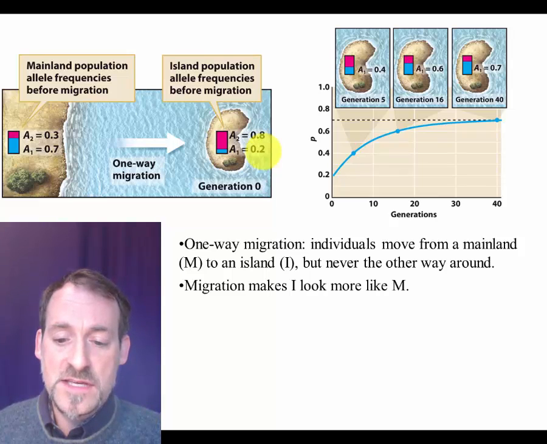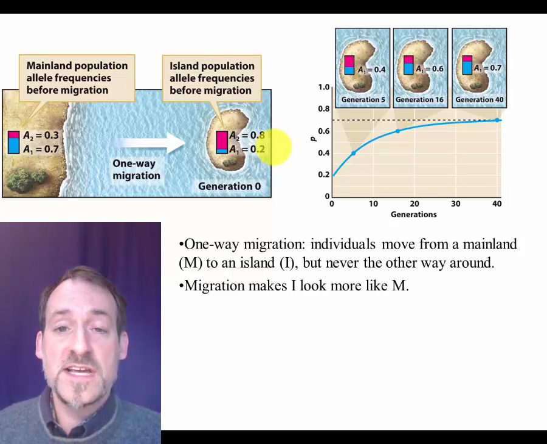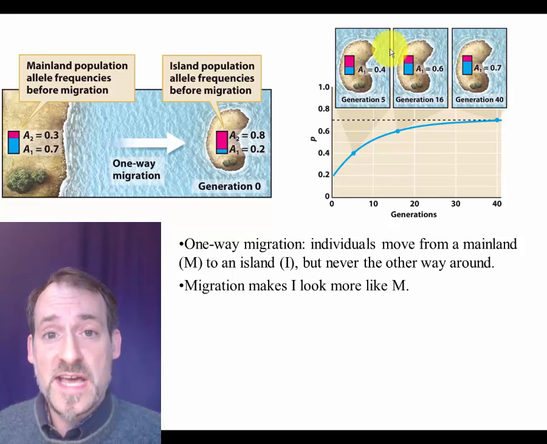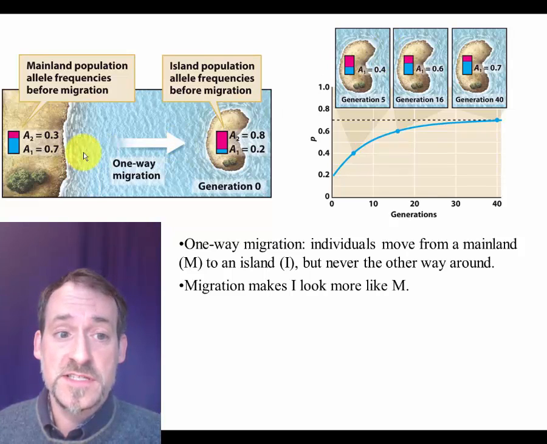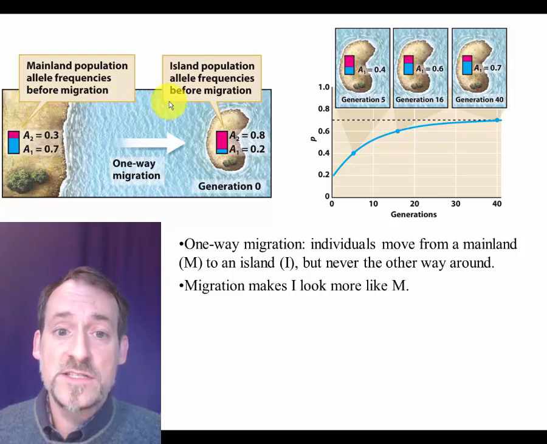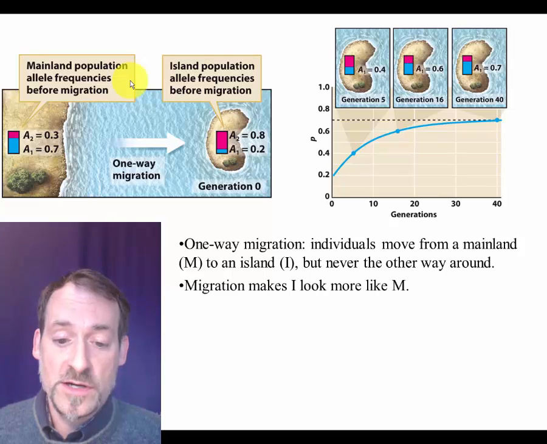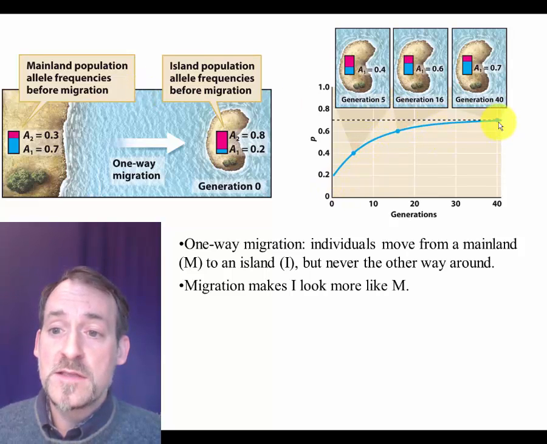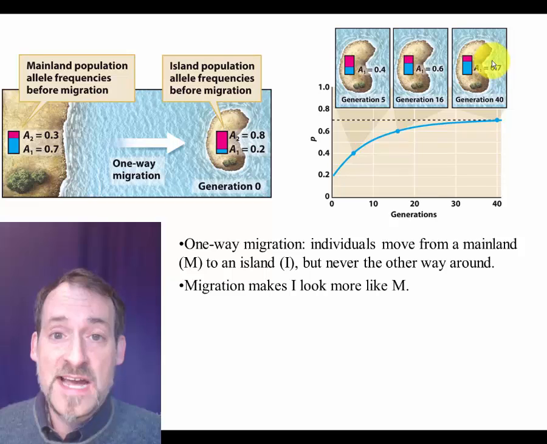Migration makes the destination population, in this case the island population, look genetically like the source, which is in this case the mainland. So if you've got migration going from a mainland to an island, genetically the island population is going to start looking more and more like the population on the mainland. If this keeps happening, eventually the population on the island is going to look exactly like the mainland population, genetically.